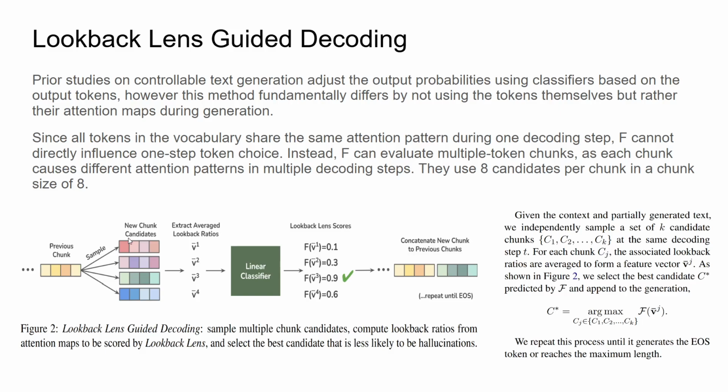So basically, you generate, in their case, size 8 chunks. You generate 8 tokens, and then you generate 8 such candidates. You get their ratios, you get scores, and then you pick the one with the highest score to get your output chunk. When you pick this, you concatenate the previous chunk with the new chunk, and you keep repeating this until you get the end of sentence. This is just a formally written version of this.